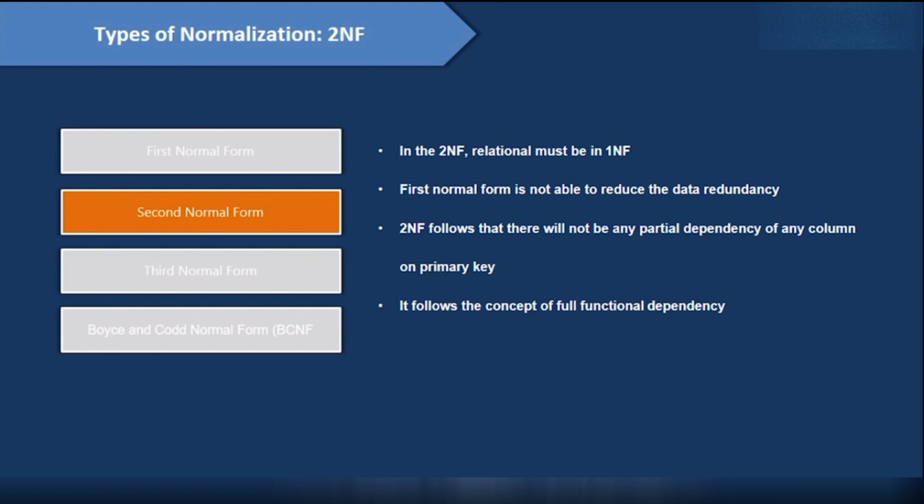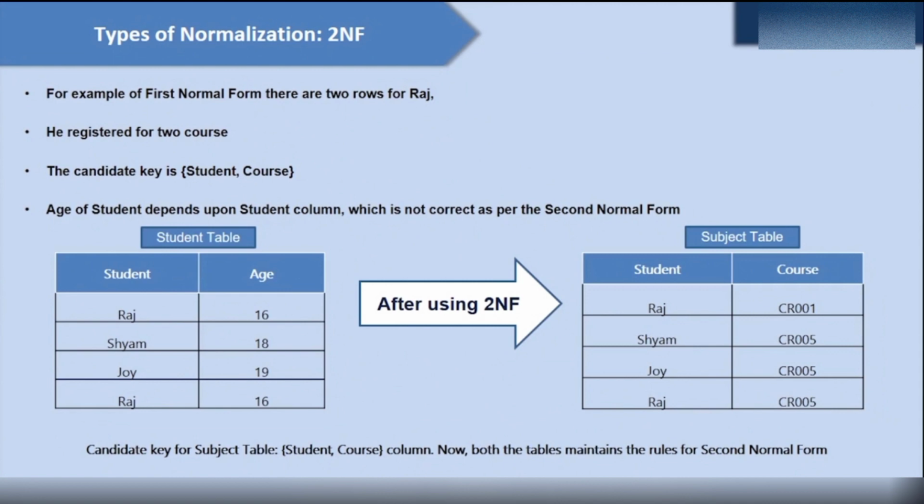Then 2NF, that is second normal form, follows that there will not be any partial dependency of any column on the primary key. It also follows the concept of full functional dependency. Let's have an example for that and look at how second normal form works. Now we will have a look at what is second normal form. For example, in first normal form, there are 2 rows for Raj. He registered for 2 courses. The candidate key is student and course. The age of students depends upon the student column, which is not correct as per second normal form.